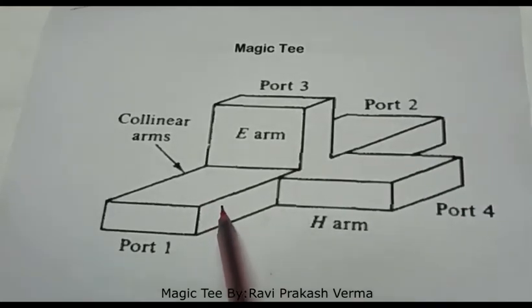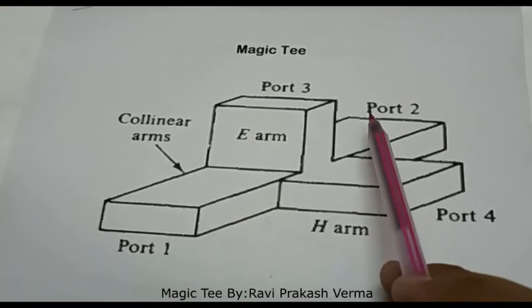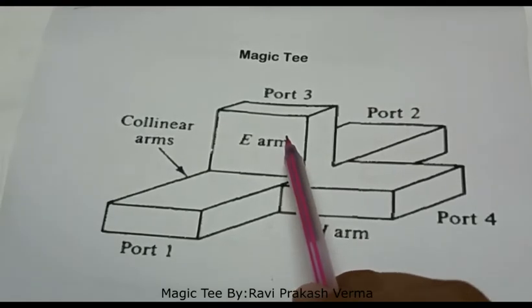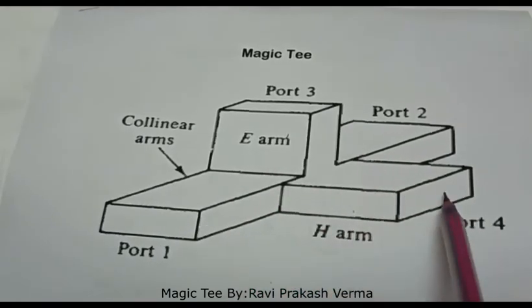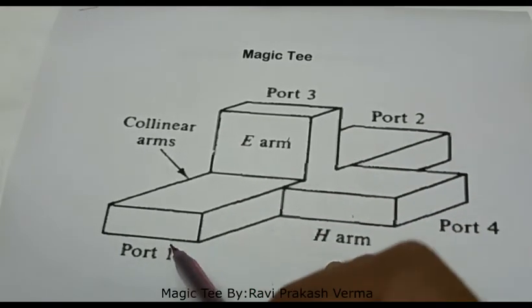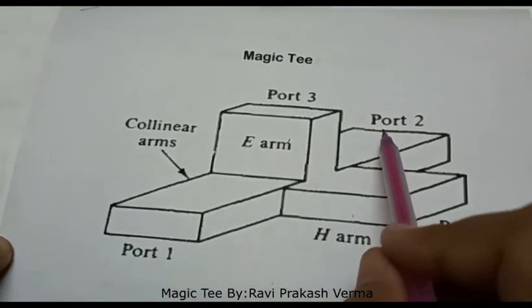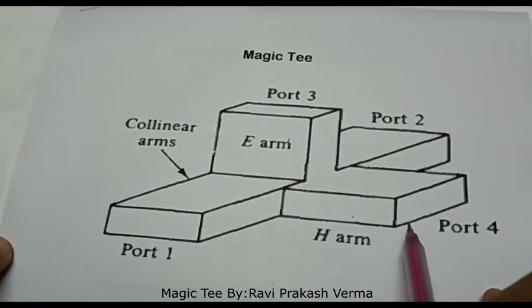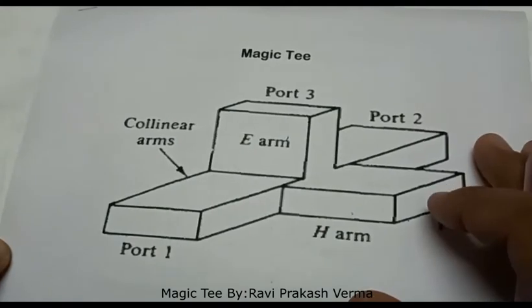For example, if we provide input with the same magnitude and phase at port 1 and port 2, then the output at port 3 will be 0, and we will get the additive of port 1 and port 2 at port 4. Again, if we provide the same magnitude and phase at the input of port 1 and port 2, then we will get 0 output at port 3, and the additive output will be obtained from port 4. This is the first case of this magic T.